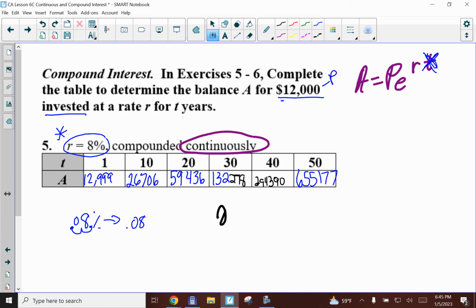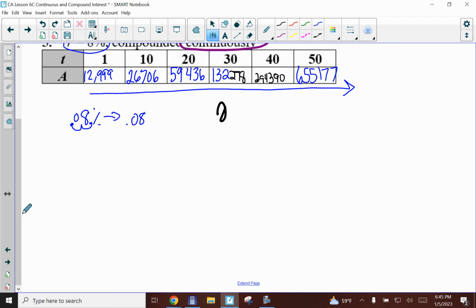So 655,177. Remember, guys, we're only starting with 12 grand. We're not putting any more in. We're just putting it into the account and letting it sit. And you can see as your time increases, the money starts to grow significantly. That's because of the shape of the graph. The graph starts off slow, and then it eventually curves, and towards the end, it almost shoots straight up. That's why it's so important to start young when you're investing.